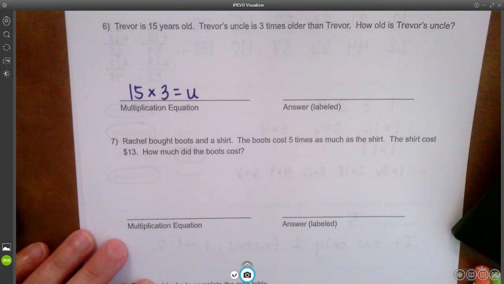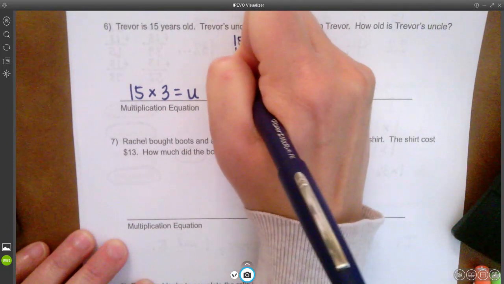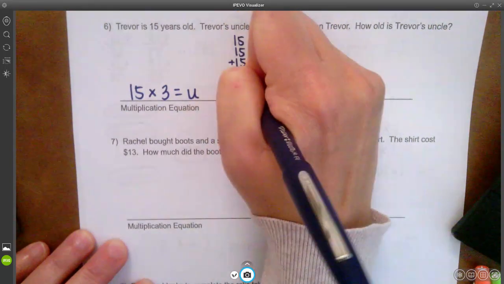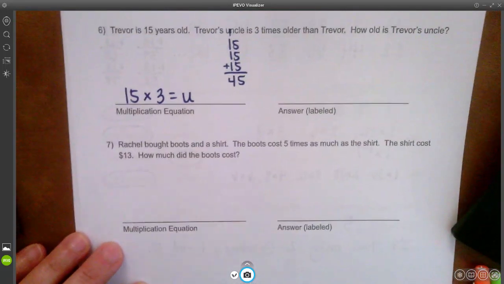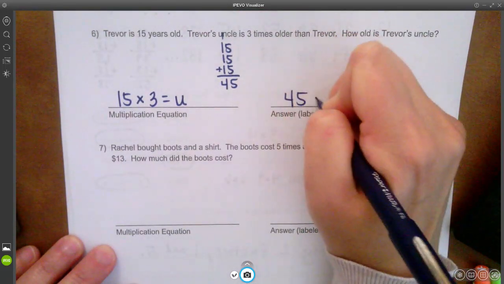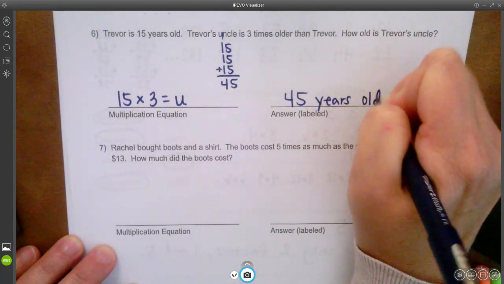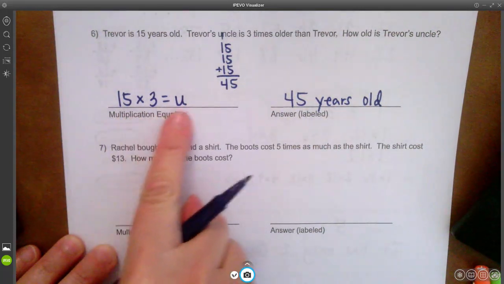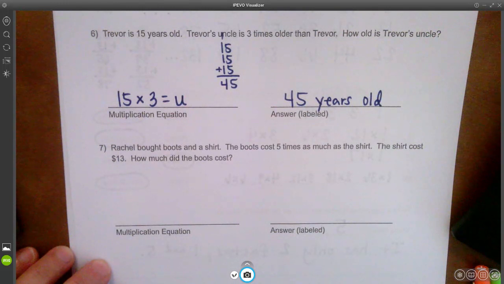To find 15 times 3, there's lots of ways you could figure it out, but you might just do 15 plus 15 plus 15. So I think that's what I'm going to do. And I get a final answer of 45. So the uncle is, we want to write it, and we want to label it. You will get a point for labeling it. So either 45 years or 45 years old. So make sure you have an equation. I like using a variable. It's good practice for when you start doing more algebraic things, and then solve for the answer.